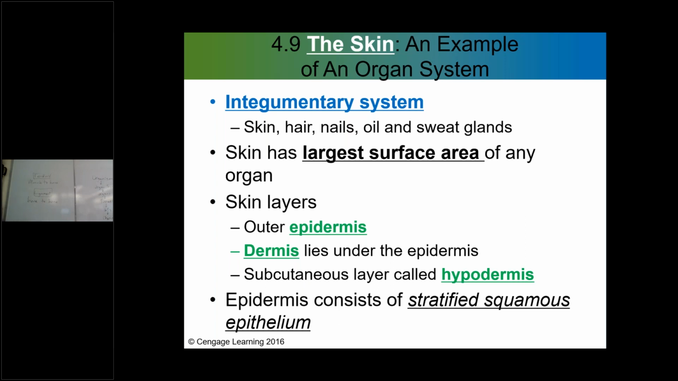So here we're seeing what the integumentary system contains. It's not the skin alone: skin, hair, nails, oil, and sweat glands. The integumentary system is composed of all of those structures.